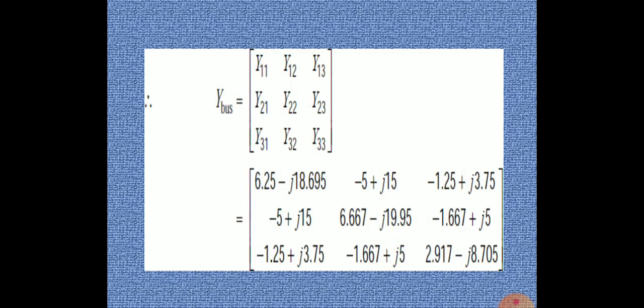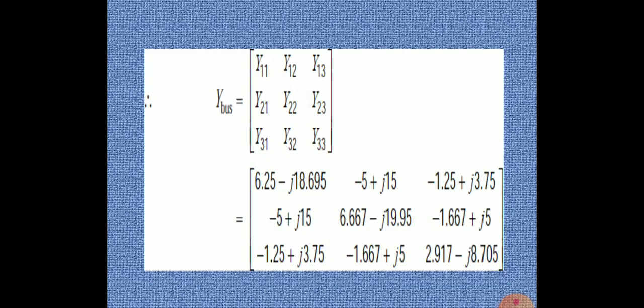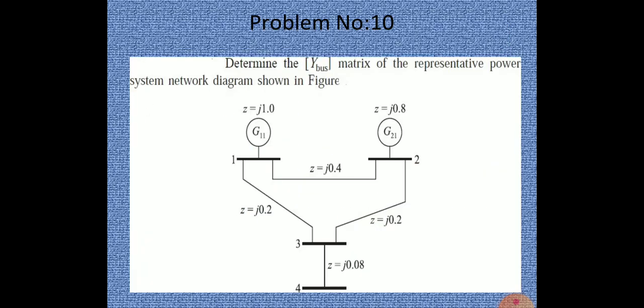So this is the Y bus matrix form. The values which we find by using the formula, we substitute in this matrix. So next is problem number 10. This is an example: determine the Y bus matrix of the representative power system network shown in the diagram. Here we can take 3 generators G1, G2.